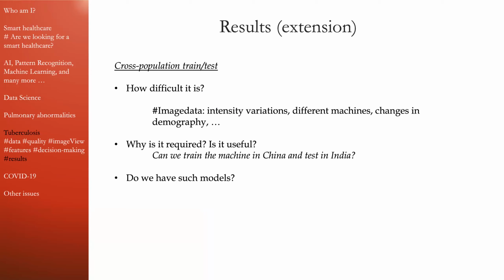Also, it is because of image data. The machines used in China, Italy, France, and Germany could be different. When machines differ, there are intensity variations. There is also a change in demography, so age, races, who knows, all these things will change everything. That's why in medicine, cross-population train-test models hardly exist.